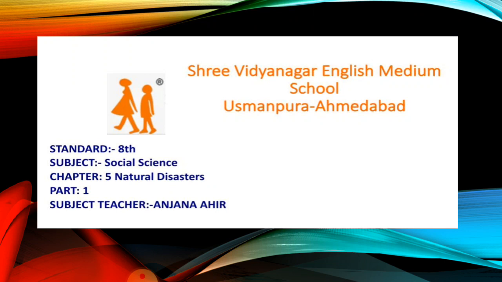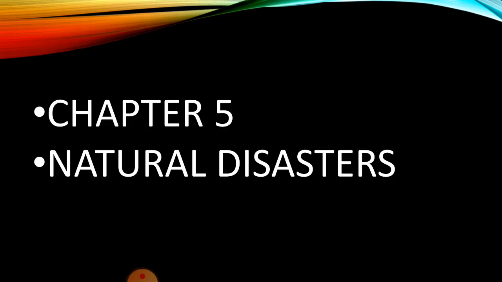Today we are going to study social science, chapter 5, natural disaster, and this is part 1. Natural disaster. What is a natural disaster? A natural disaster is a major bad event that is caused by the natural processes of the earth, and it consists of flood, tornadoes, volcanic eruption, earthquake, tsunami, and other geologic processes.